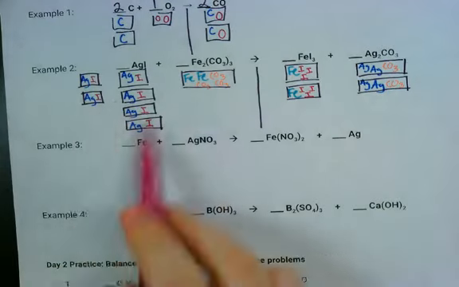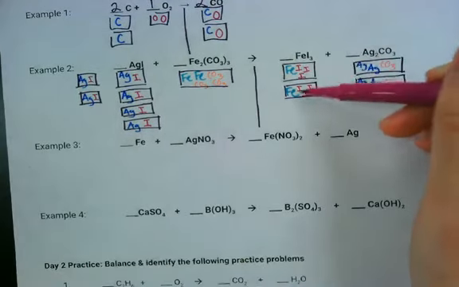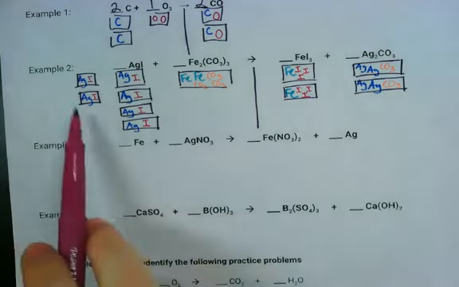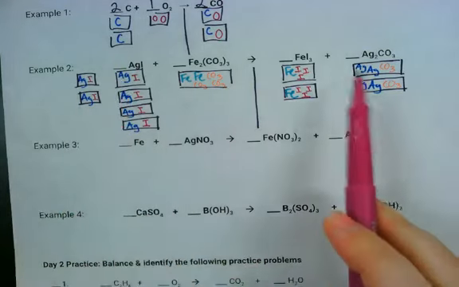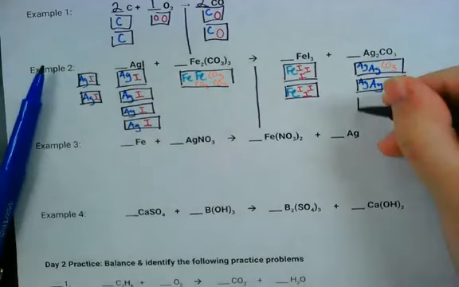Alright, so now I have 6 boxes and 6 eyes. Here I have 2 boxes and 6 eyes. So our eyes are balanced. Let's check our AG again. 1, 2, 3, 4, 5, 6. 1, 2, 3, 4. Well, I need another box.